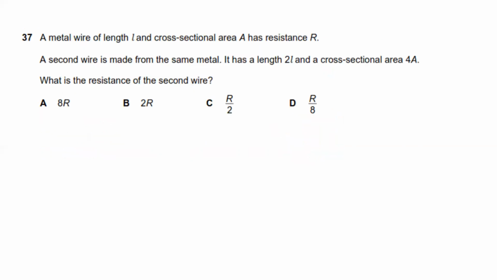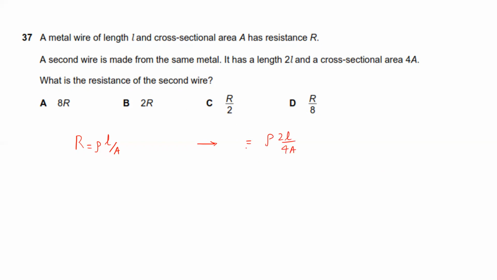Next question, question 37. It says a metal wire of length L and cross-sectional area A has a resistance R. Okay, so resistance equals rho L by A. A second wire is made of the same metal and has a length 2L and cross-sectional area of 4A.